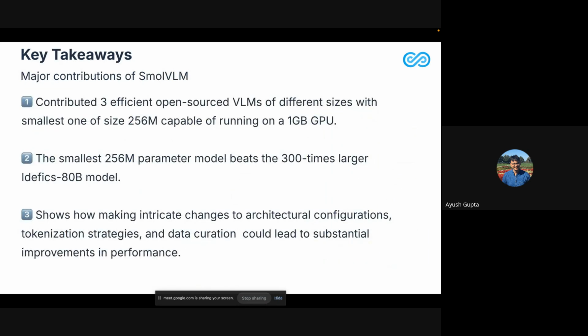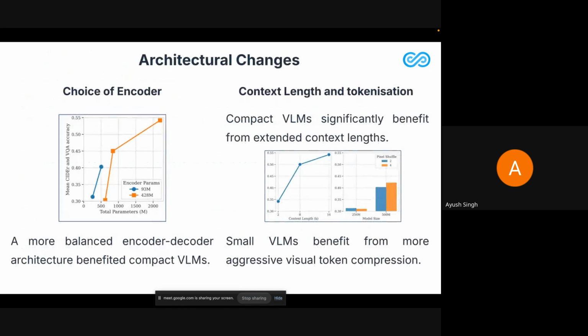Okay. So the key takeaways which can be inferred from this are that they contributed 3 open source VLMs, and the smallest size VLM could even run on a 1 GB GPU with batch size of 1. They even beat an 80 billion parameter model, which is 300 times the parameters of this, and achieved very comparable results. One of the main highlights was that making small integrated changes at different architectural levels leads to a bigger change in performance at the end. We will look at all of these changes in the next slides.